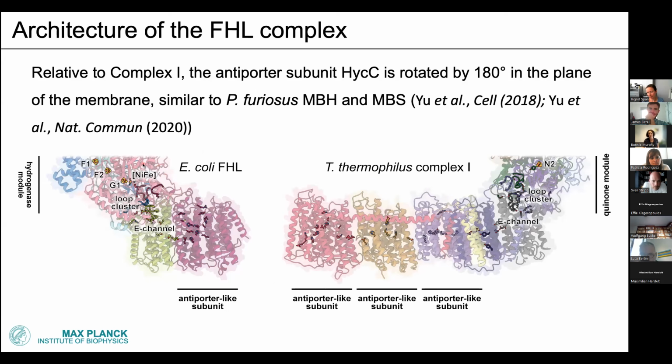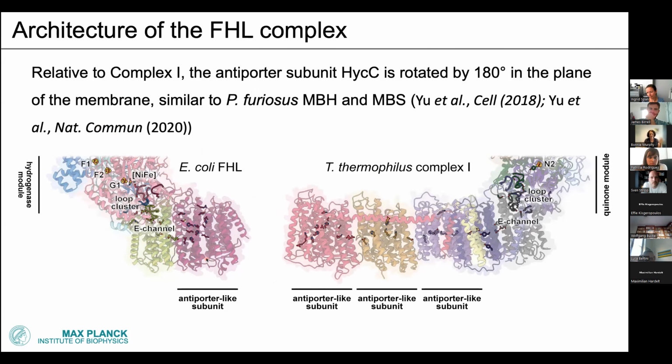We have the large subunit in pink, the small subunit in blue, and the formate dehydrogenase on top. And down in the membrane, we have a subunit that's homologous to the ND1 subunit of complex 1, which some people call the universal adapter. And then we have an antiporter-like subunit.